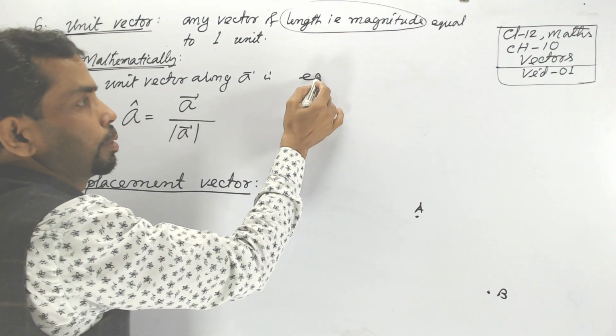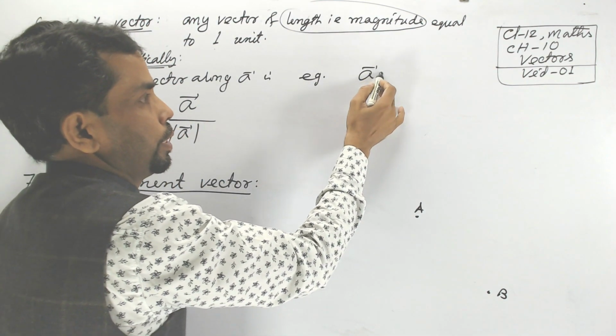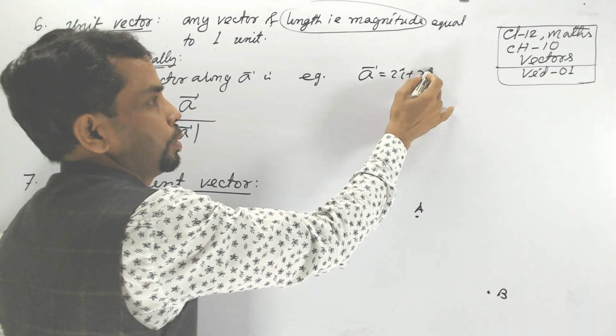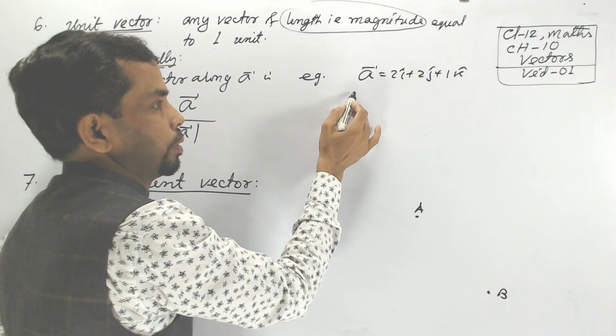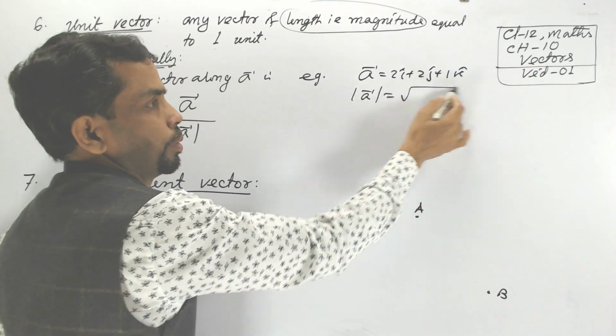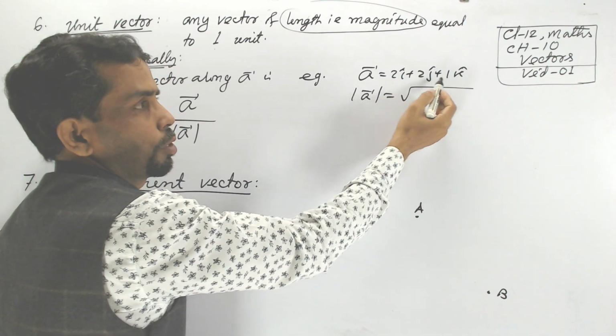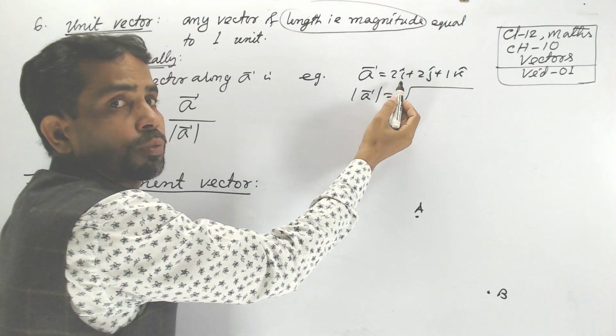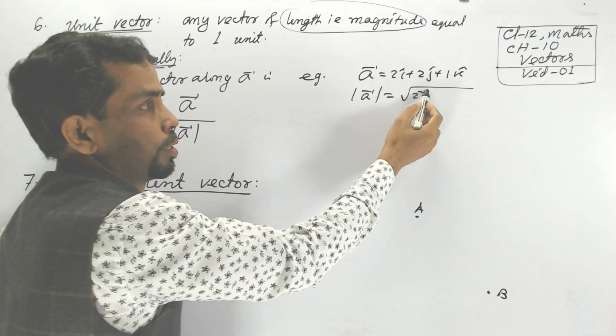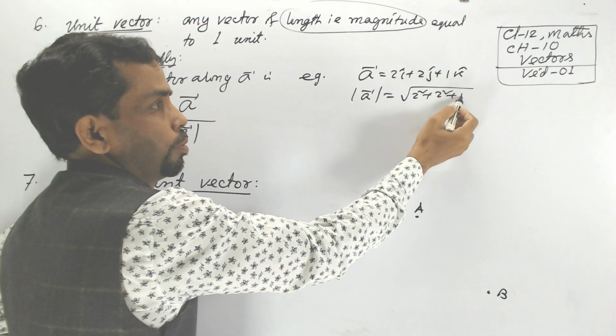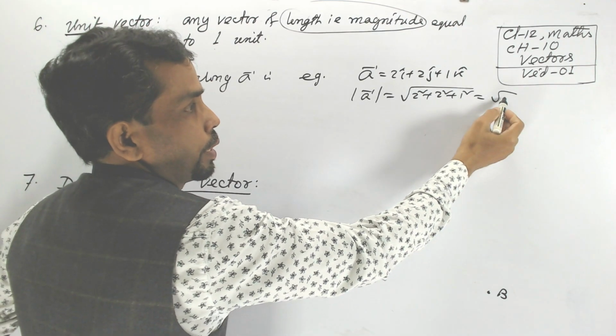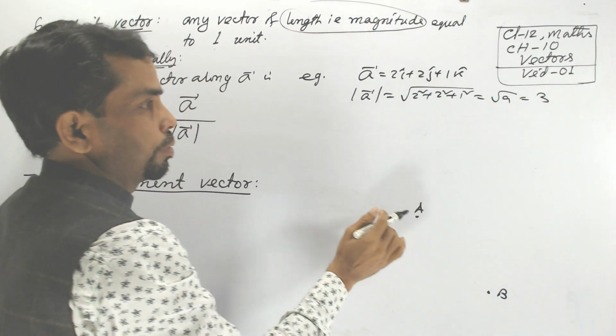I am taking an example. If A is equal to 2i plus 2j plus 1k, first we will find its magnitude. Magnitude we know is the square root of the sum of squares of the coefficients of i, j, k: 2 squared, 2 squared, 1 squared. It will be 9, that means the square root of 9 is 3.